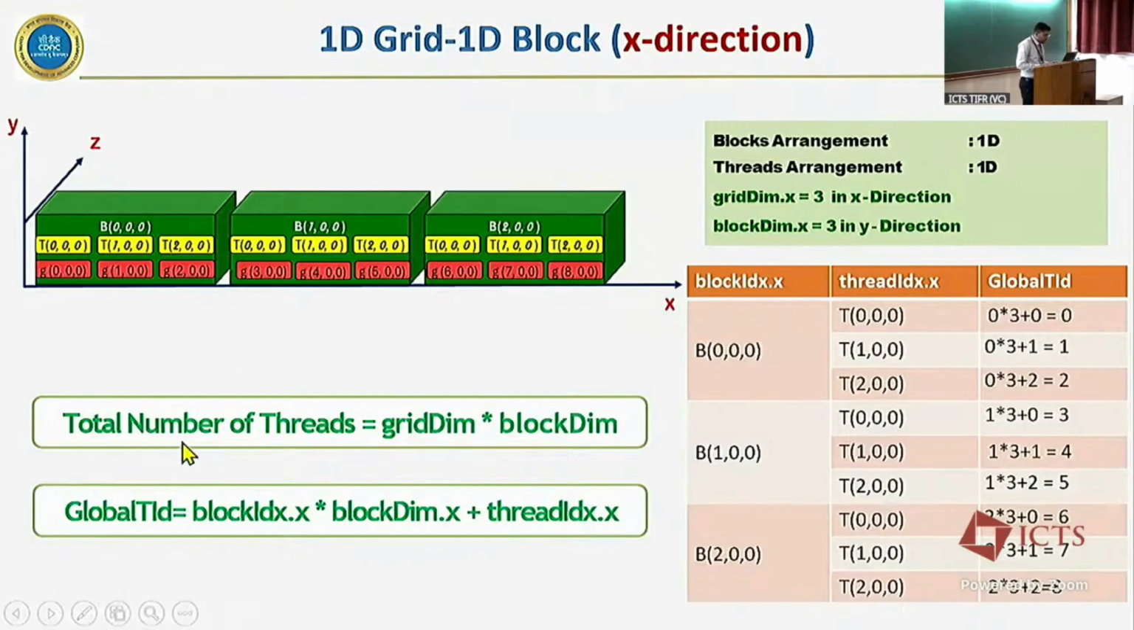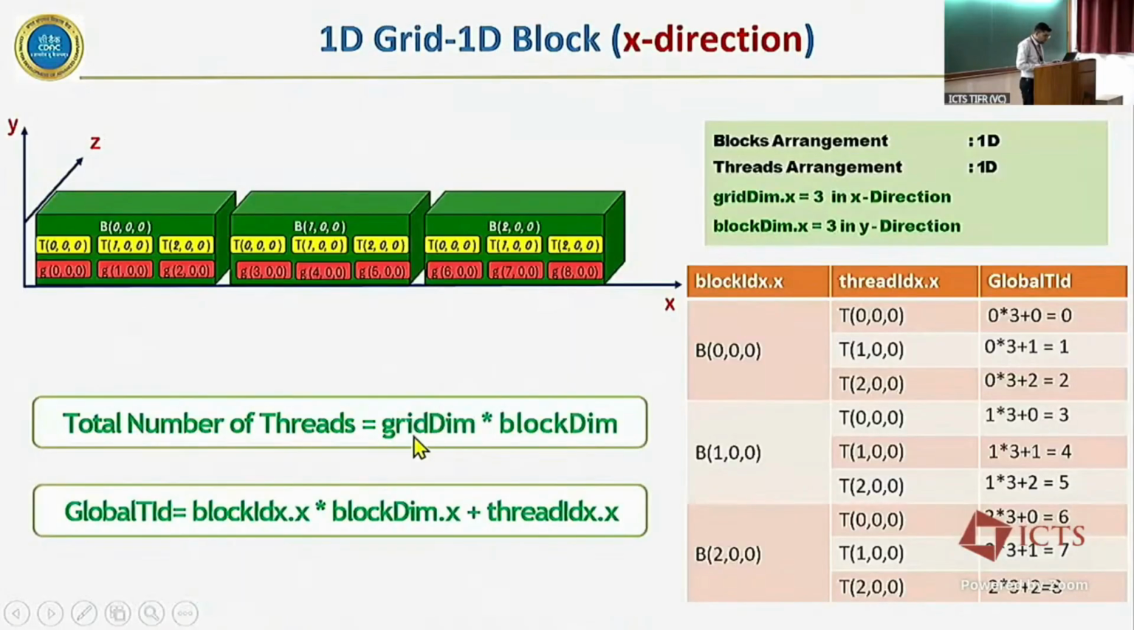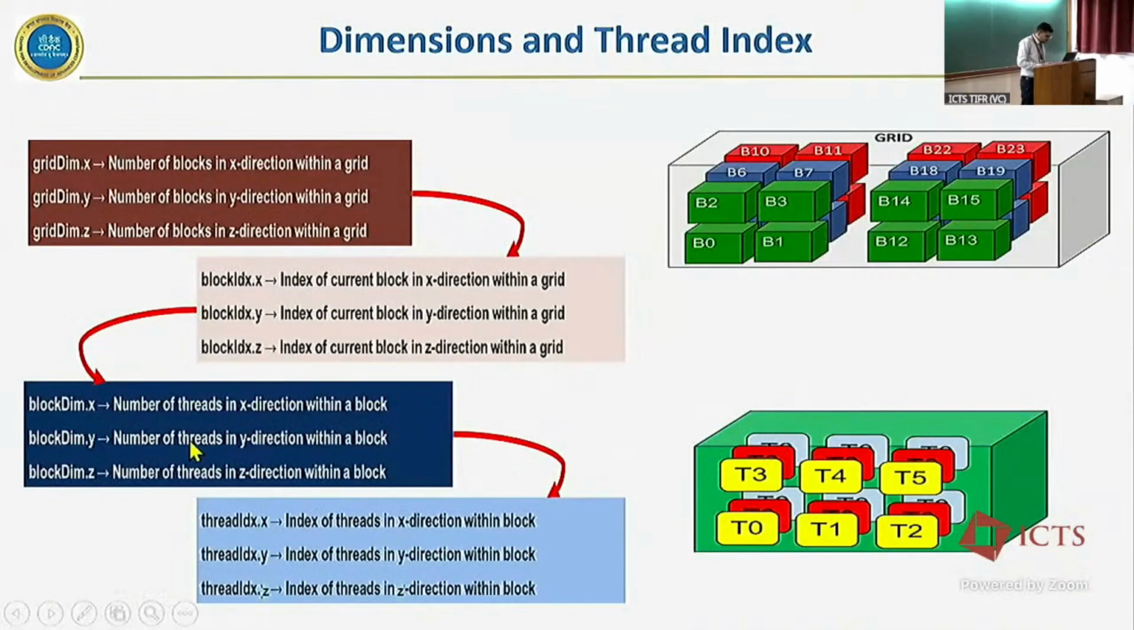For the calculation of the total number of threads, we have the formula gridDim into blockDim. So what actually is the grid dim? It is the number of blocks within a grid. How many blocks are present within a grid? We have 3 blocks over here. And what is the block dimension? It is the number of threads within a block.